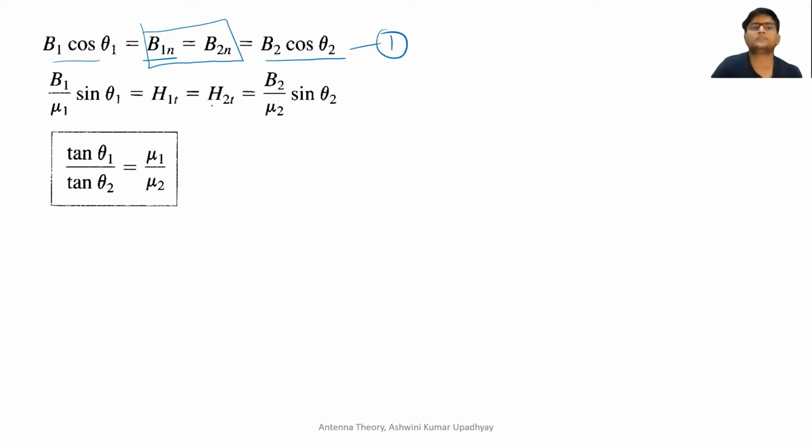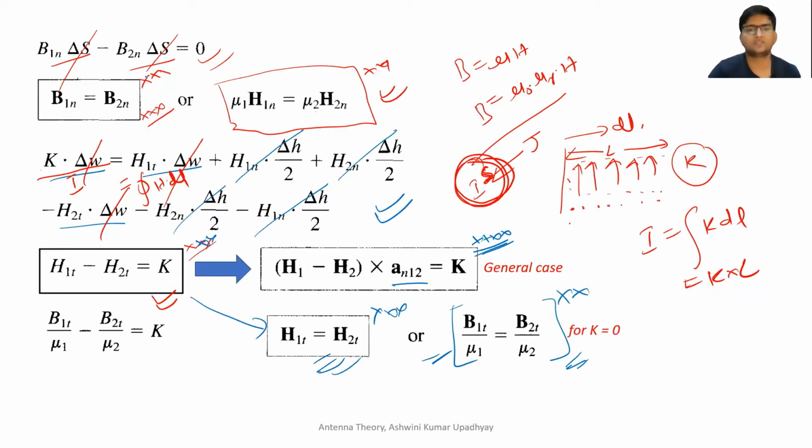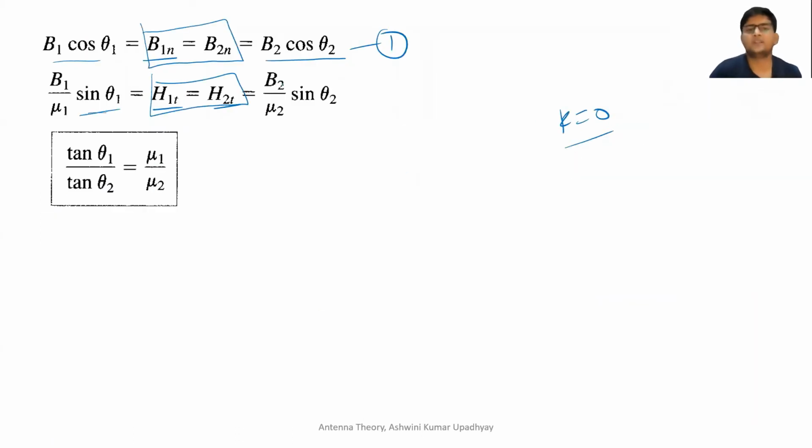So this becomes your equation 1. Similarly, B1 upon mu1 sin theta 1, which is H1t, is equal to H2t, and we have taken the surface current density K as 0 by default here. So for K is equal to 0, this H1t will also be equal to H2t. We just saw it here. Which is in turn equal to B2 upon mu2 sin theta 2. This is your equation 2. And if you divide equation 1 by equation 2, you will get this relationship.